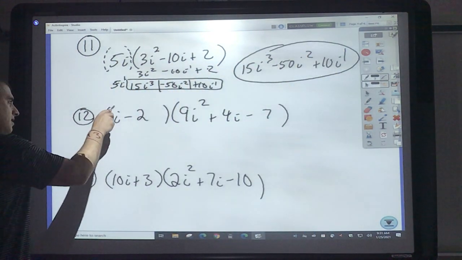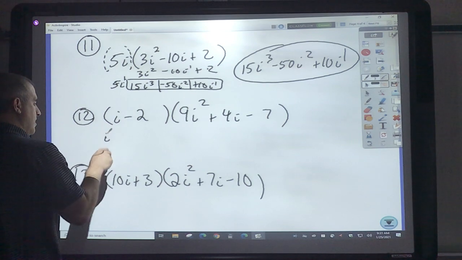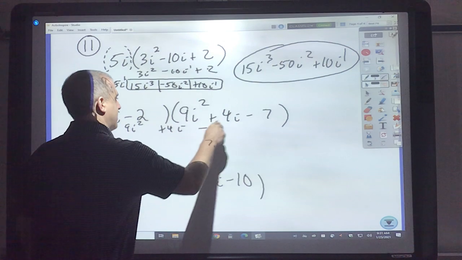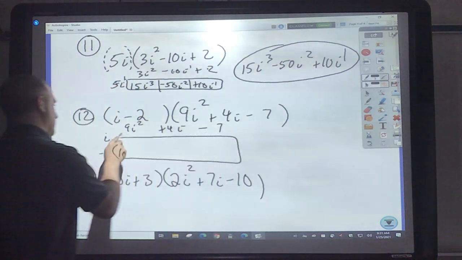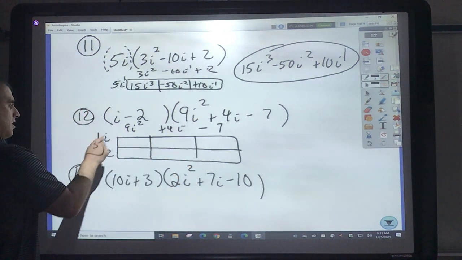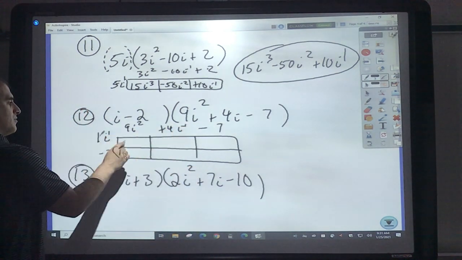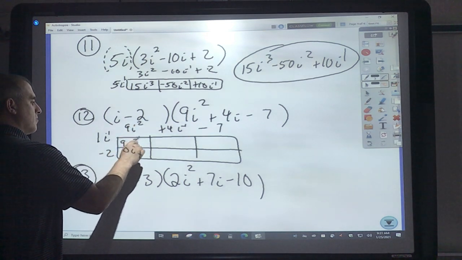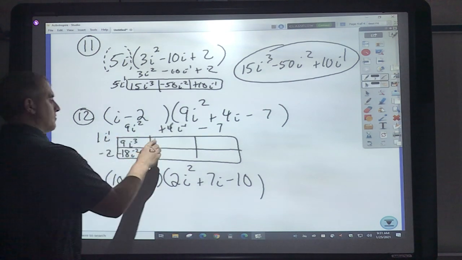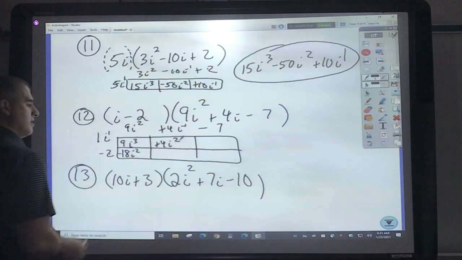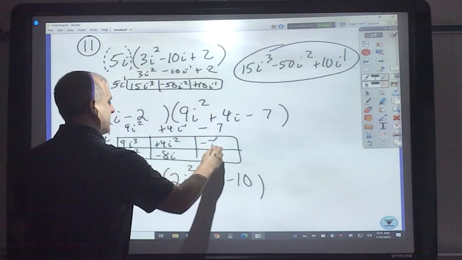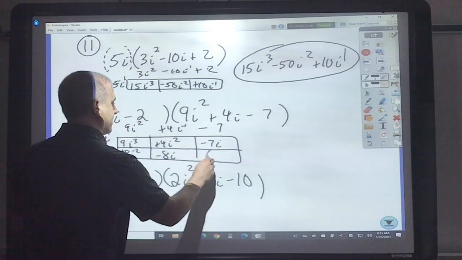All right? I'm going to put i and negative 2. I'm going to write 9i squared plus 4i minus 7. Okay? Cut those two terms, split them. That's the box. 1 and 1, put a 1 there. 9 times 1 would be 9. Add those would be 3. Negative 2 times that would be negative 18, i squared. 1 times 4 would be 4 with an i squared. Negative 2 times that would be negative 8, just with the i. 1 times negative 7 would be negative 7 with the i. Negative 2 times negative 7 would be 14.